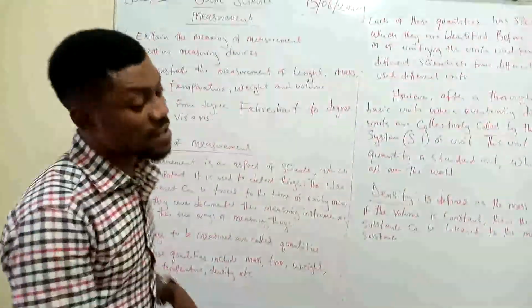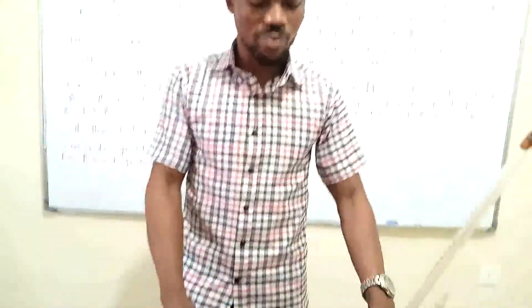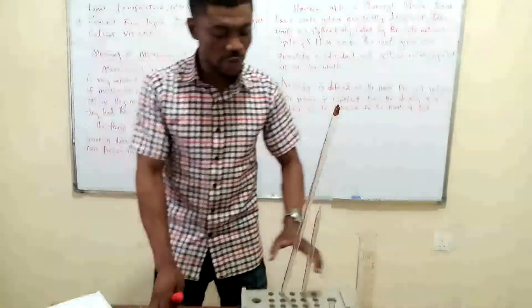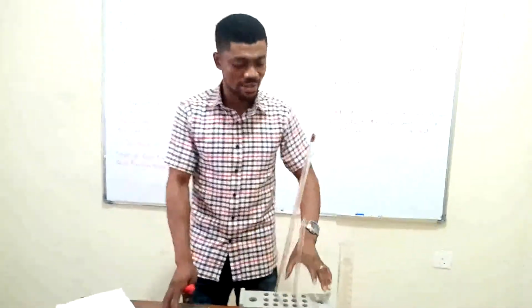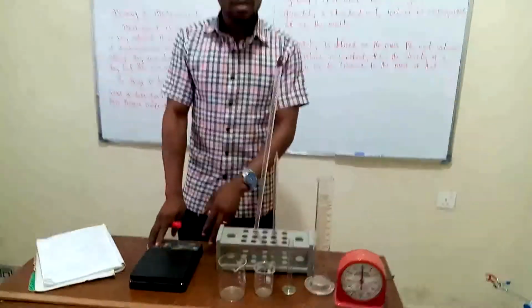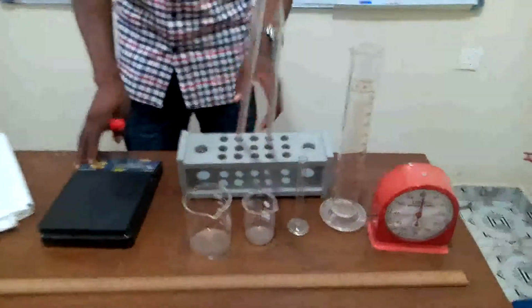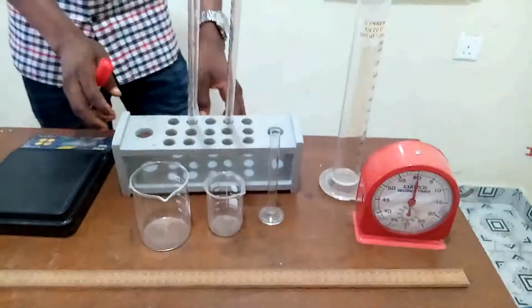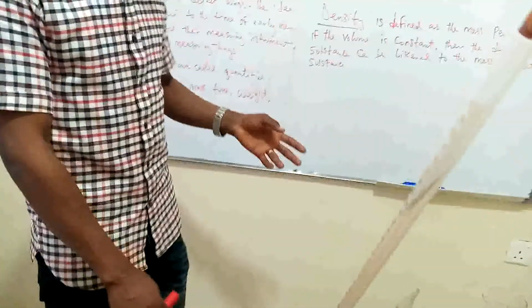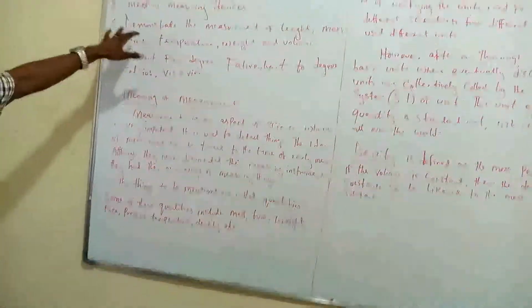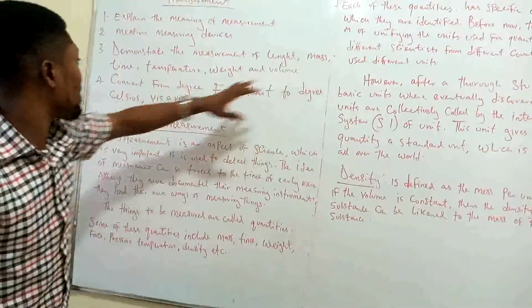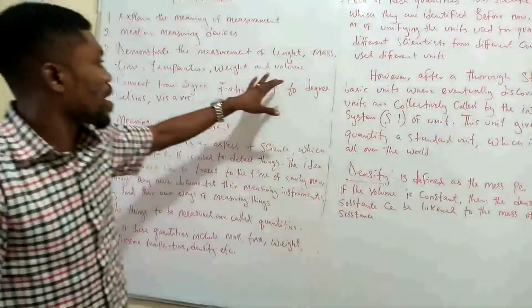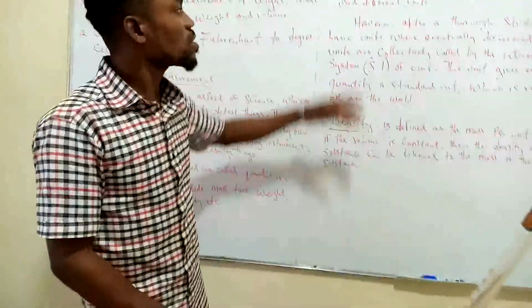Now, during the course of this lesson, we are going to use these instruments. They can be called measuring instruments or measuring devices. We're going to use them to learn how to measure the temperature, like we have in our third objective, that we're going to learn to measure length, mass, temperature, time, weight, volume, etc.